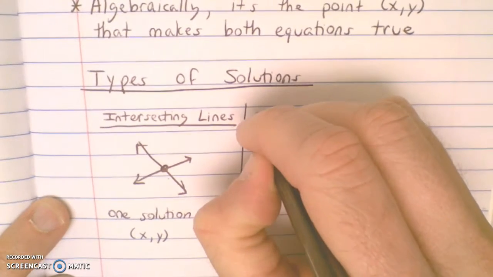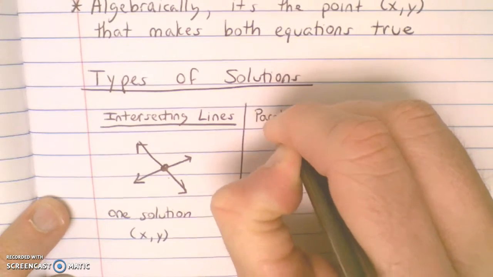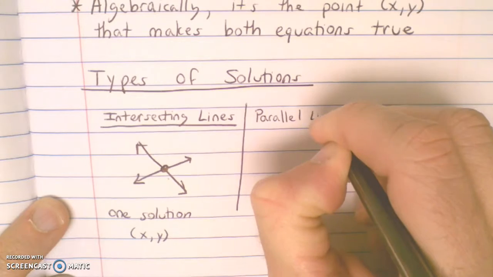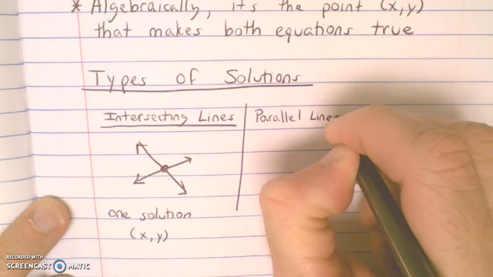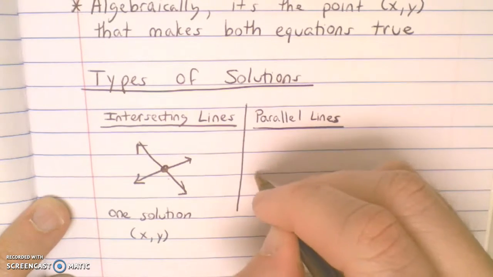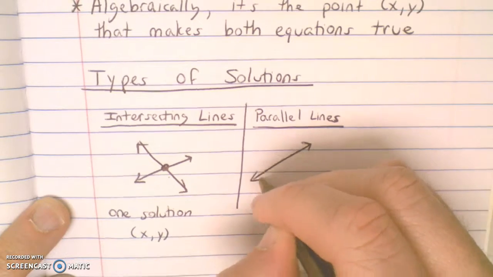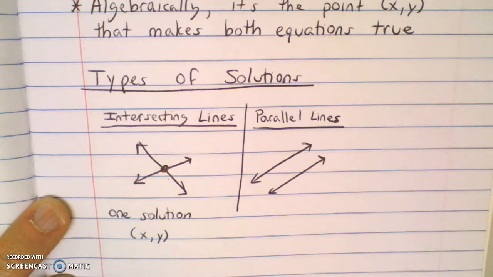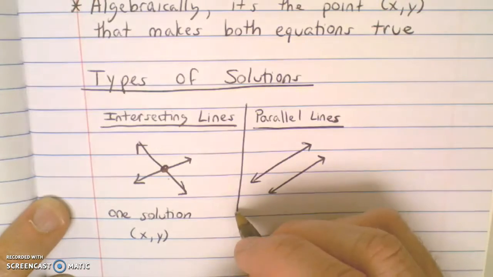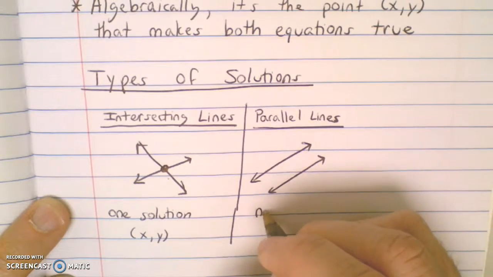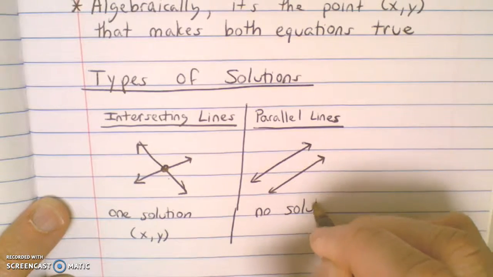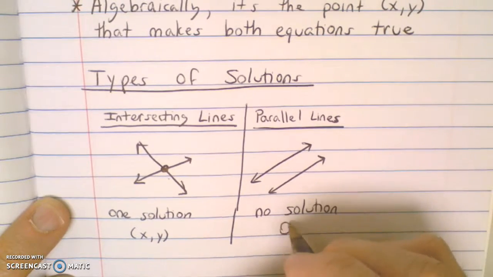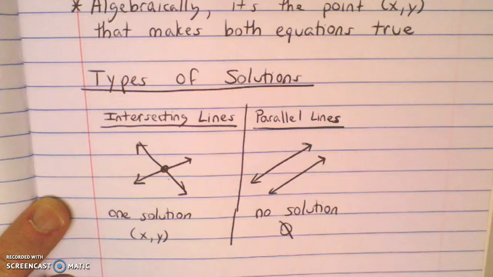Other types are when you have parallel lines. Remember, parallel lines are lines that don't intersect. And in this situation, you'll have no solution. So to indicate no solution, you put a 0 with a line going through it.